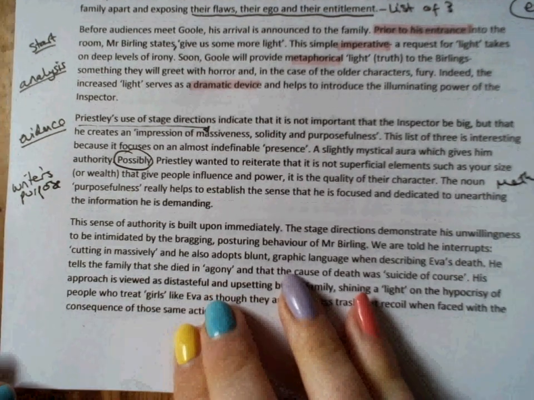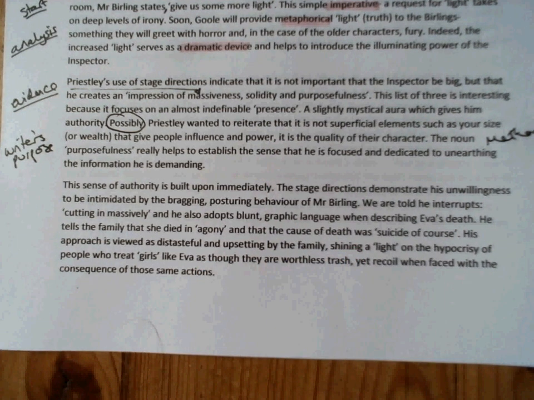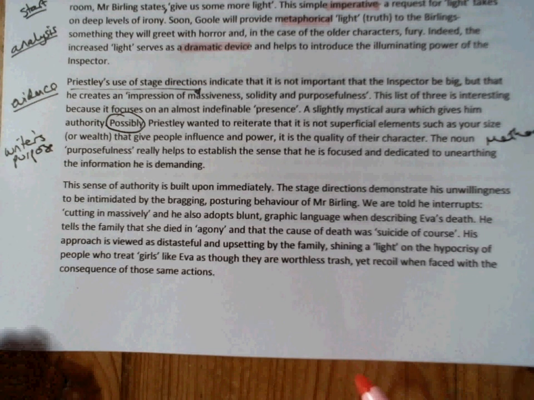This sense of authority is built upon immediately. The stage directions demonstrate his unwillingness to be intimidated by the bragging, posturing behaviour of Mr. Birling. We're told that he interrupts, cutting in massively, and he also adopts blunt, graphic language when describing Eva's death. He tells the family she died in agony. The cause of death was suicide, of course. His approach is viewed as distasteful and upsetting by the family, shining a light on the hypocrisy of people who treat girls like Eva as though they are worthless trash, yet recoil when faced with the consequence of those same actions.